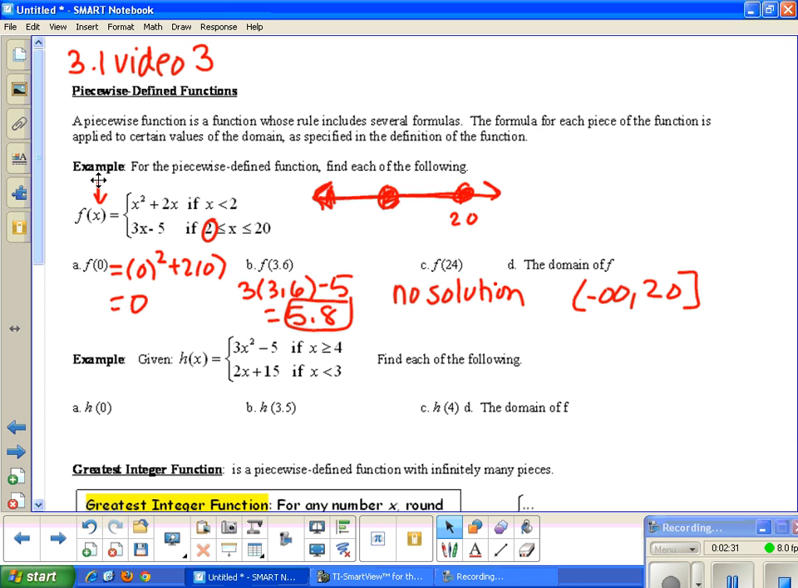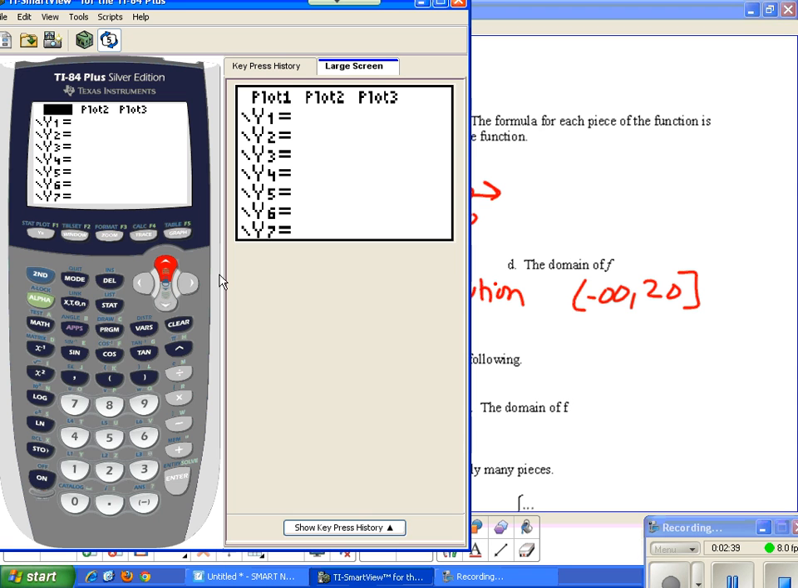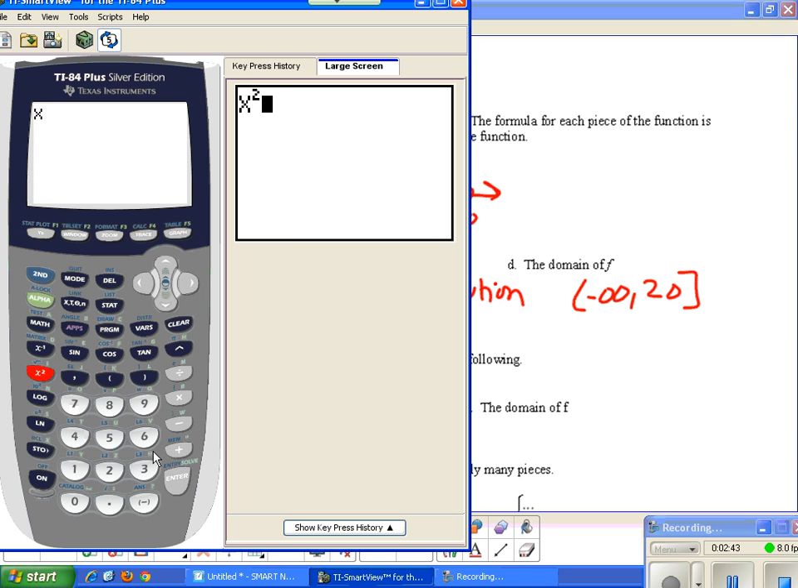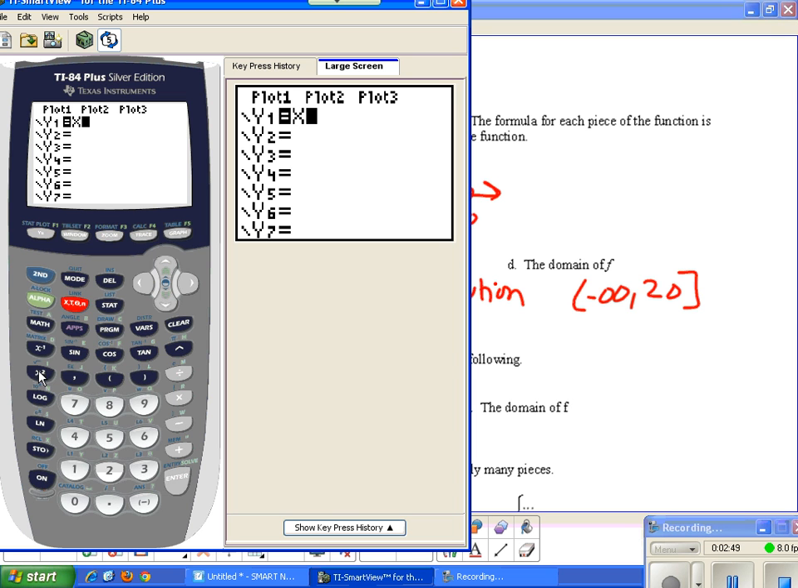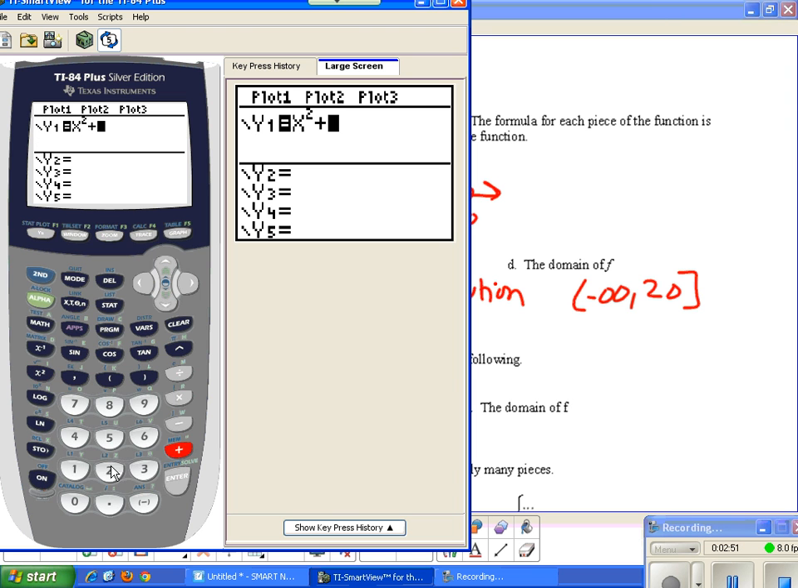Now, I'm going to show you how to do this in your graphing calculator. We will be graphing these by hand in the next section, but just to get ahead of ourselves, we can go ahead and do this. If I go to my graphing calculator and plug in y equals x squared plus 2x, we know that's a parabola. However, the rule says we're restricting our domain values to values less than 2.